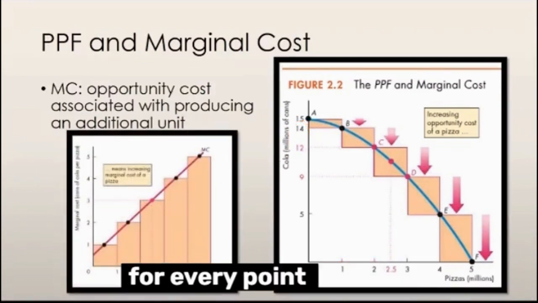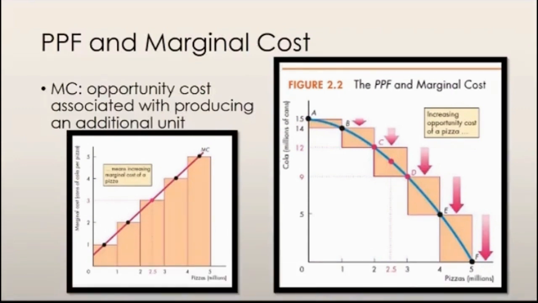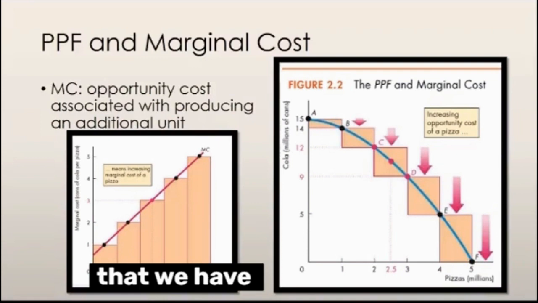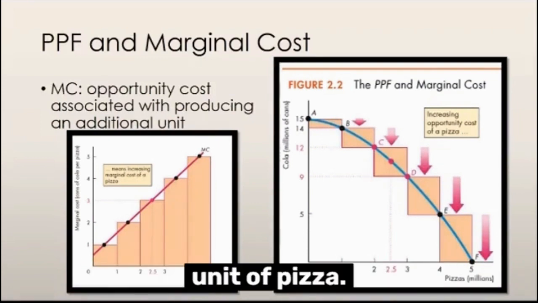We can do this calculation for every point on the PPF, and we can graph all the values we get for marginal cost. As you can see on the graph to the left, marginal cost is increasing. This is based on the premise that we have to give up more and more cola each time we want to produce an additional unit of pizza.